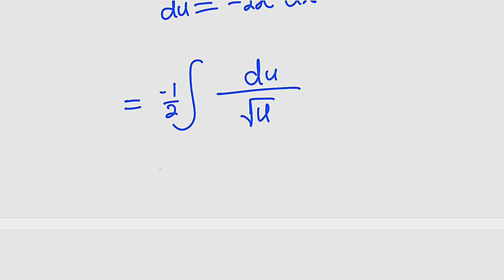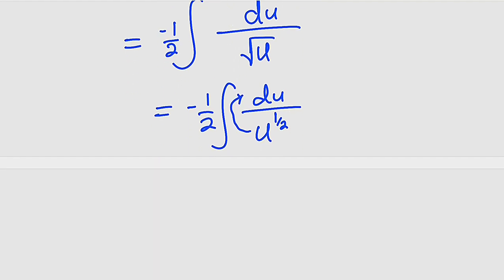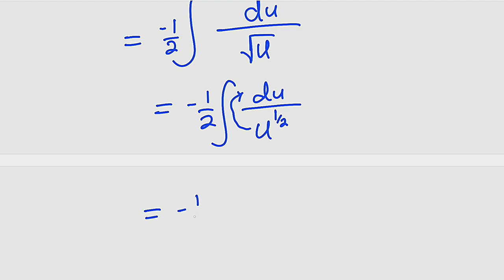All right. This is the same thing as negative 1 over 2 times the integral of, we can write this one as u to the power of 1 over 2 according to one of the laws of indices. And you can simply take it to the top again so that the exponent becomes negative. This is equal to negative 1 over 2 times the integral of u to the negative 1 over 2 du.